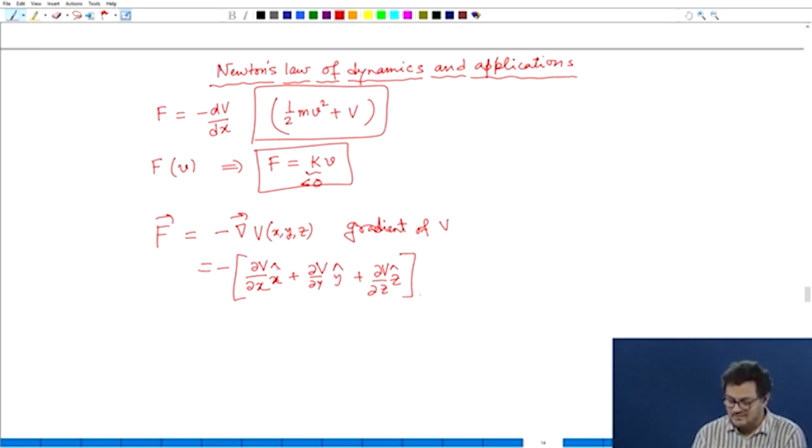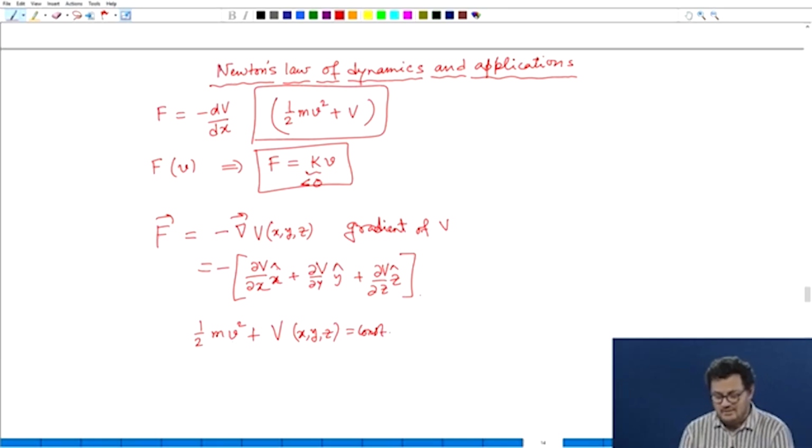That gives you actually a vector. Now, if you have this, then even in 3D, or even in more than 1D, you have half m v square plus V(x, y, z) is constant.